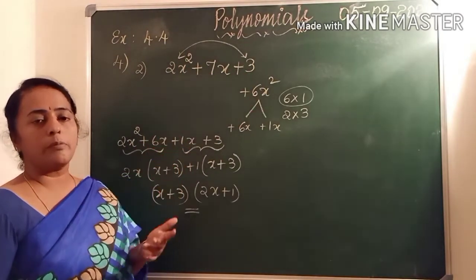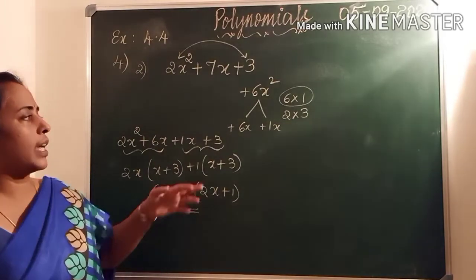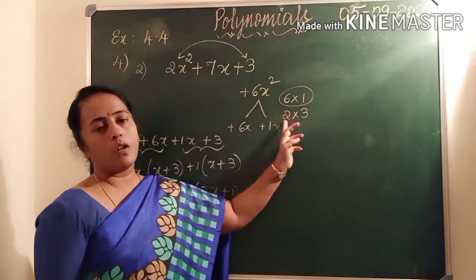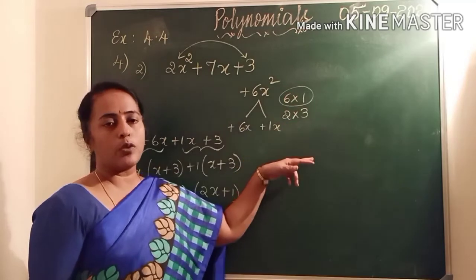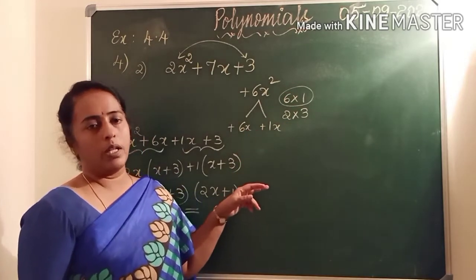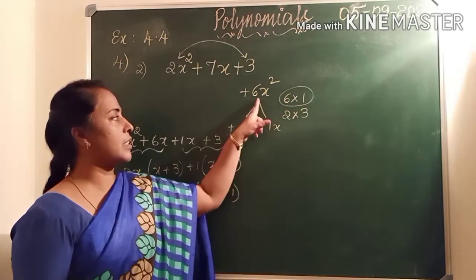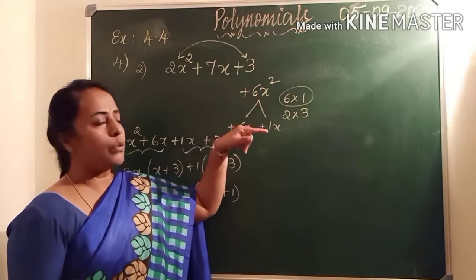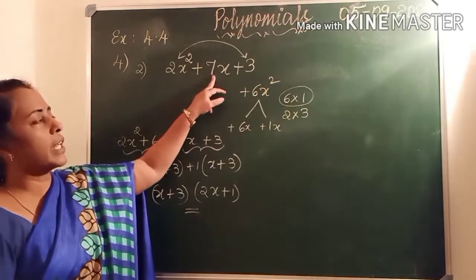Now you should write the factors of 6. So you know that 6 1s are 6 or 2 3s are 6. Among these two groups, you have to select a group. So when you multiply those two factors, you should get 6. When you simplify that, you should get 7.